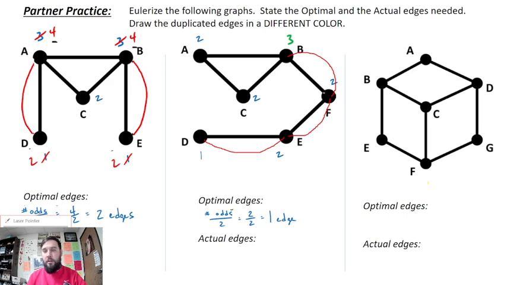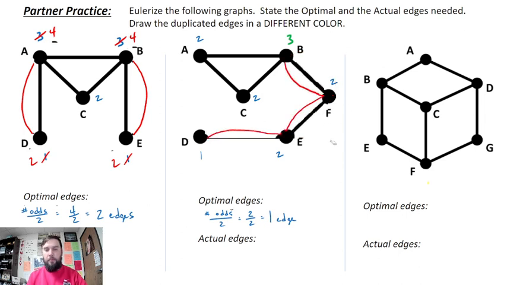I couldn't just duplicate one edge. I had to duplicate 1, 2, 3 edges to get this job done, or backtrack down 3 rows. So when I duplicated these 3 edges here, B now has a degree of 1, 2, 3, 4.